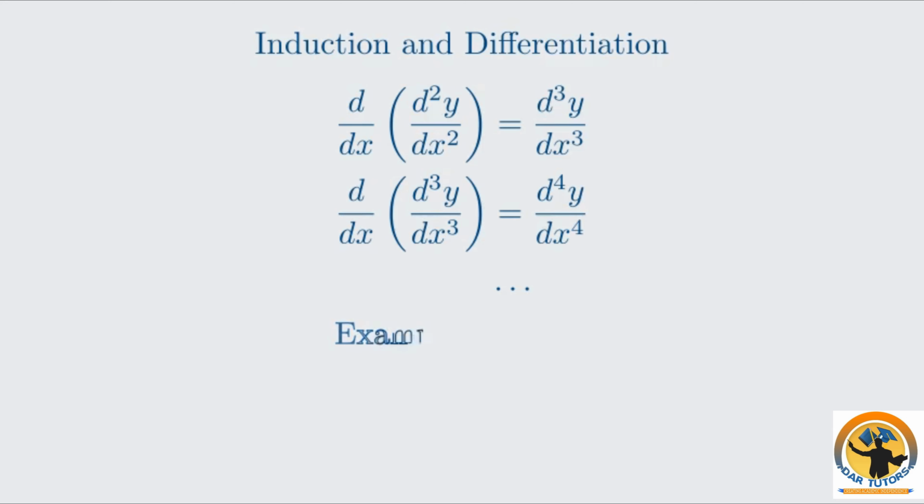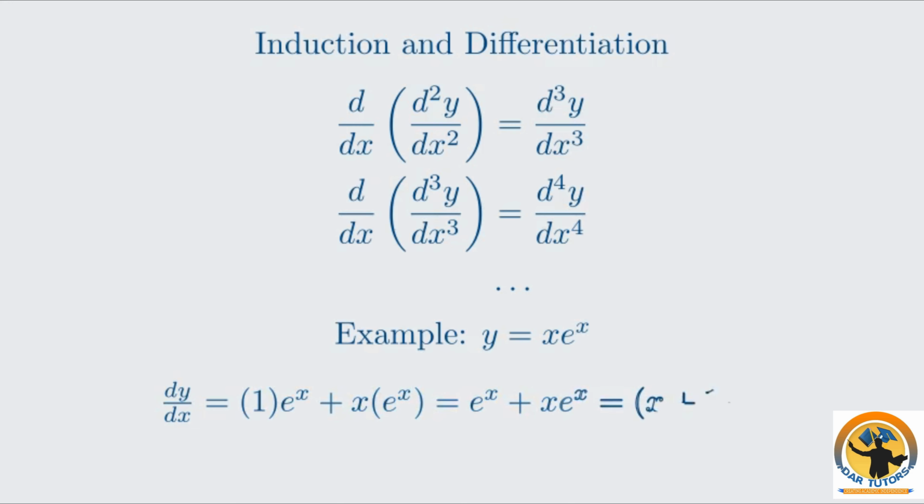For instance, consider the function y equals x times e to the power of x. Let's find the first few derivatives using the product rule. The first derivative, dy by dx, is e to the x plus x times e to the x, which simplifies to the quantity x plus 1 times e to the x.